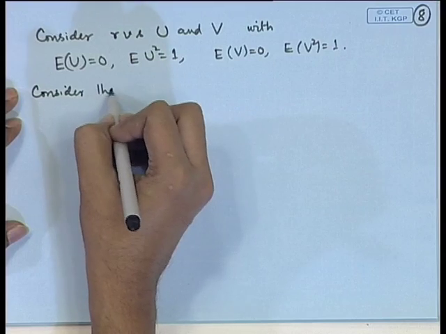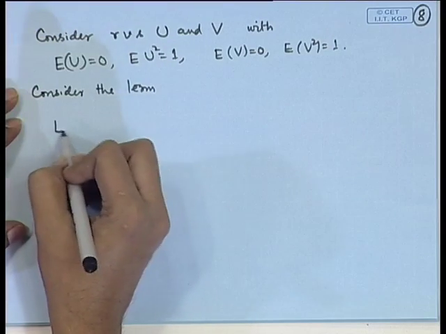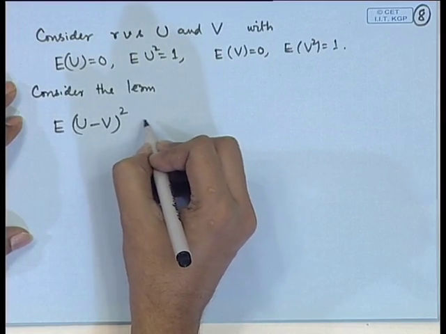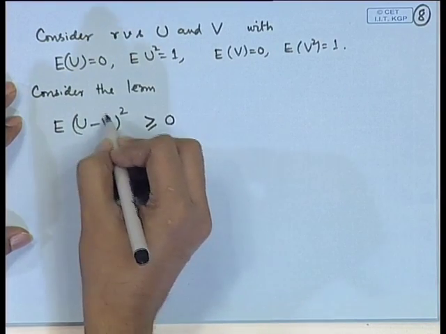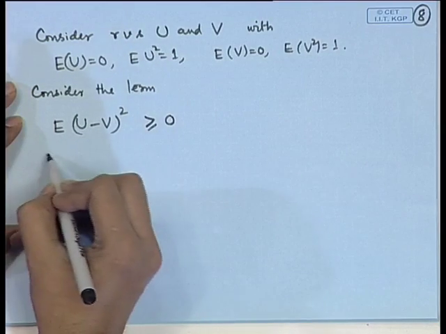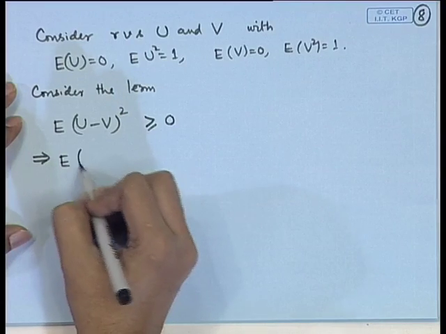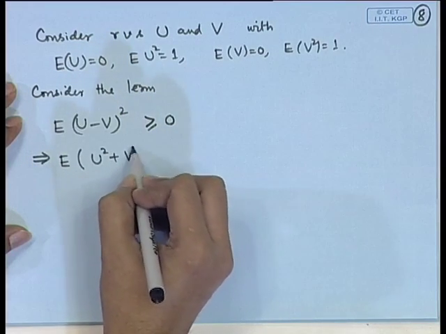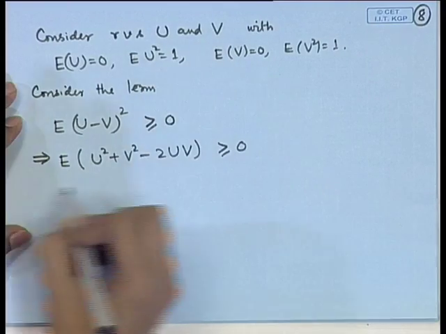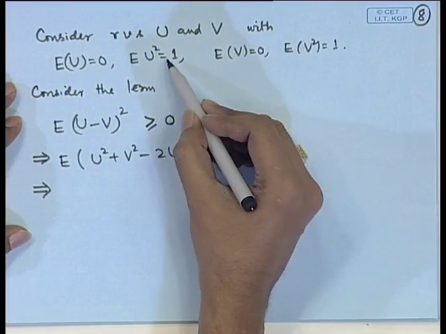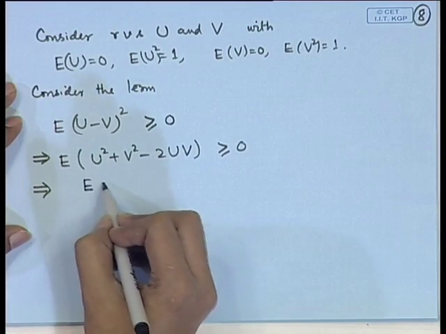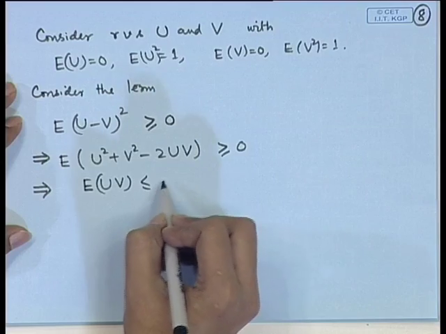consider the term expectation of u minus v whole square. Now, naturally this is greater than or equal to 0, being the average value of a non-negative term. Now, this will imply expectation of u square plus v square minus 2 u v is greater than or equal to 0. Substituting the value of expectation u square and expectation of v square as 1, this relationship is reducing to expectation of u v is less than or equal to 1.